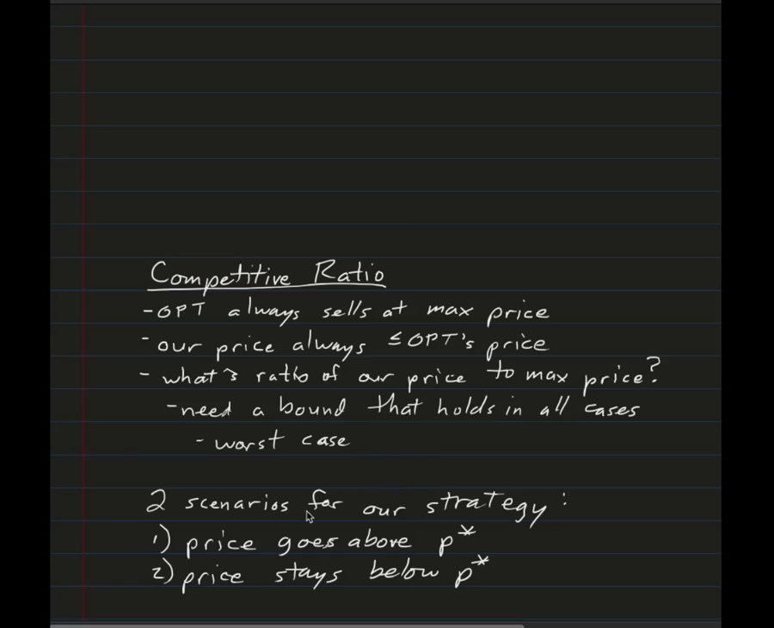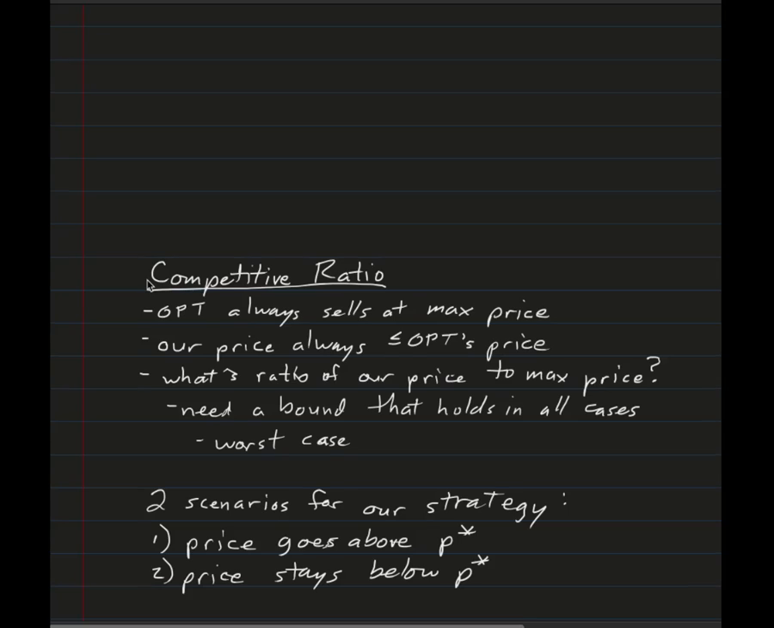For our two scenarios, we do one thing if the price goes above P star, and we do another thing if the price stays below P star. We want to analyze each of those cases, see what the worst case ratio between our price and the maximum price seen over 90 days is, and then take the worst of those worst cases as the overall worst case. That will give us the competitive ratio. So if you haven't already, go ahead and try to analyze these two scenarios and see what the ratio would be in each case.